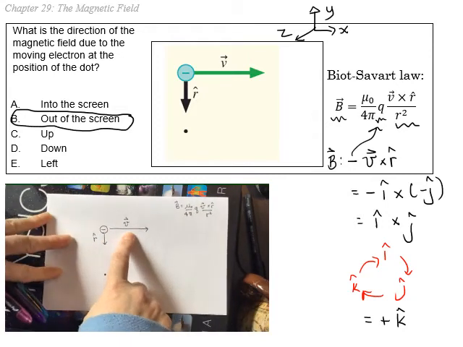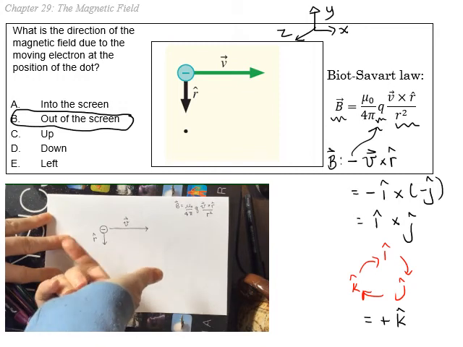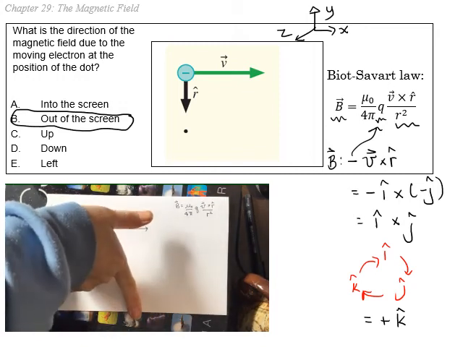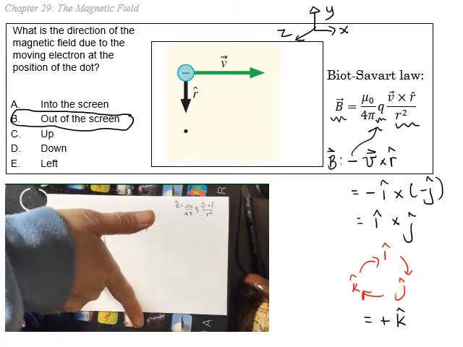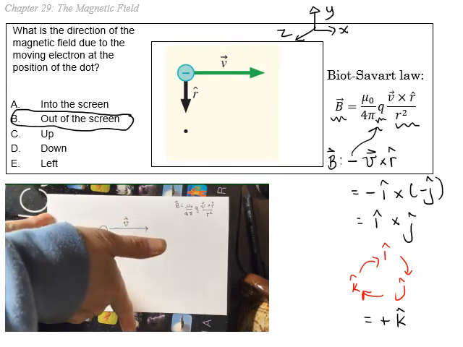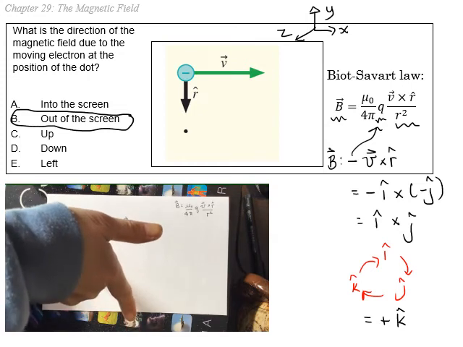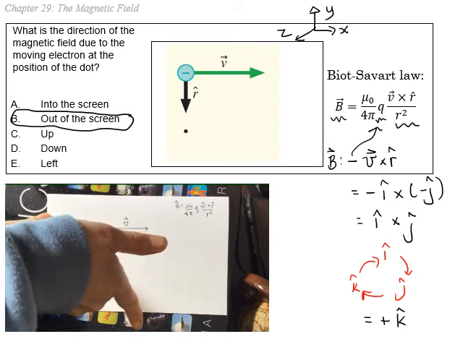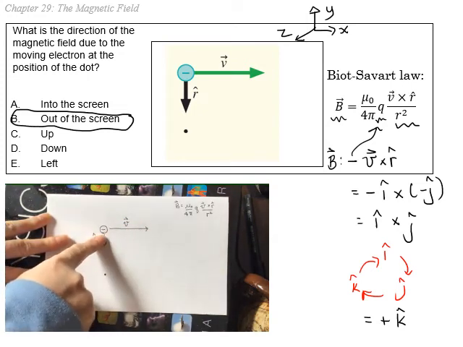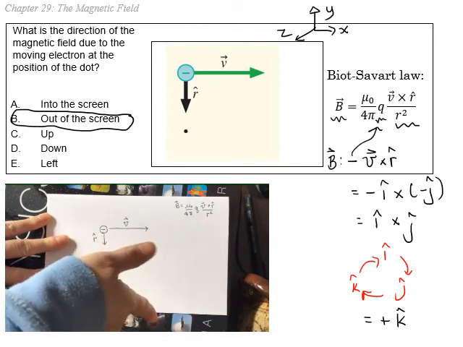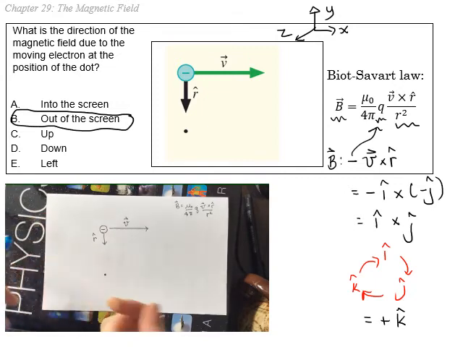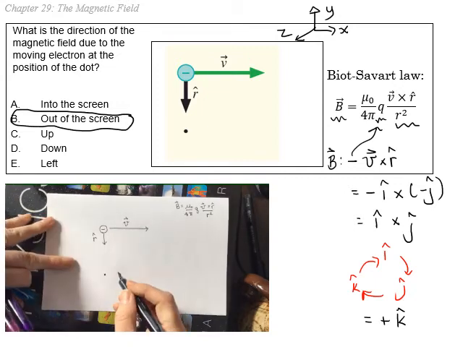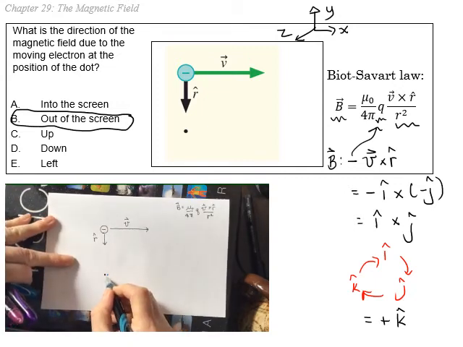So in this problem, our v is to the right. That's my thumb. My r points straight down. And I see that when I extend my middle finger, that goes into the page. So v is to the right, r hat is down. Your extended middle finger is into the page. So if this were a positive charge, the magnetic field would be into the page. This, however, is a negative charge, so I have to rotate my magnetic field. So the answer is out of the page for magnetic field for this one.